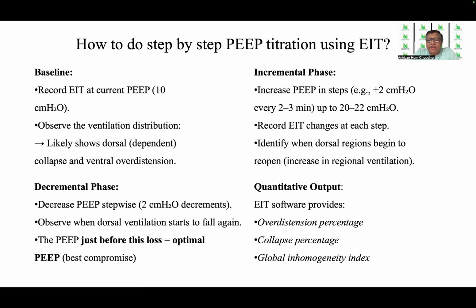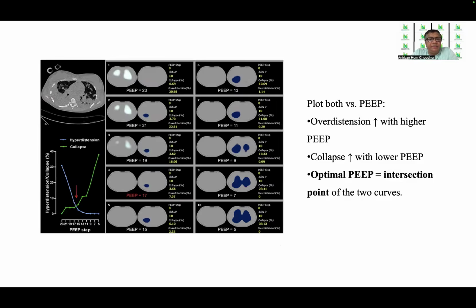In terms of quantitative output, it gives us three things. One is the overdistension percentage, two is the collapse percentage, and third is the global inhomogeneity index. So these are technically the three parameters which are calculated by the electrical impedance tomography. And as you see on the screen, we are plotting these both versus the PEEP.